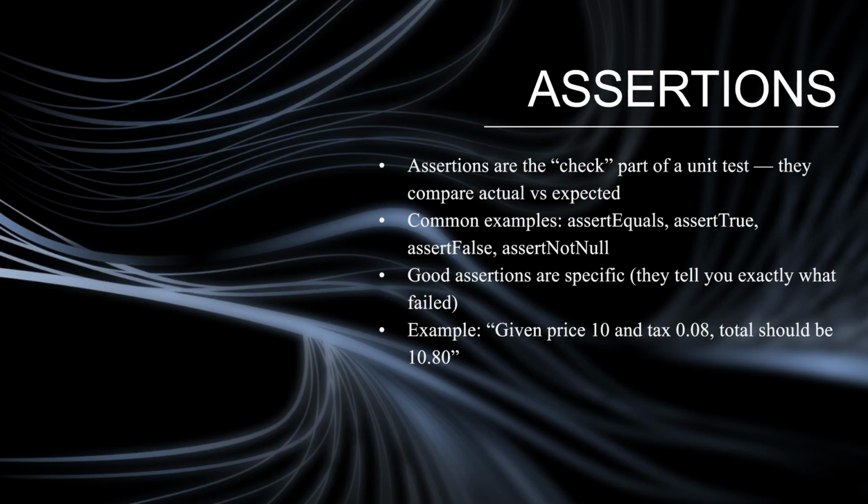Another example is assert true, which checks that a condition is true. For example, I expected that when a user enters a valid password, the system says true for isValidPassword. A good assertion should be specific. The more specific the assertion, the easier it is to understand what went wrong. So, assertions don't just catch bugs, they also communicate what the correct behavior is supposed to be.